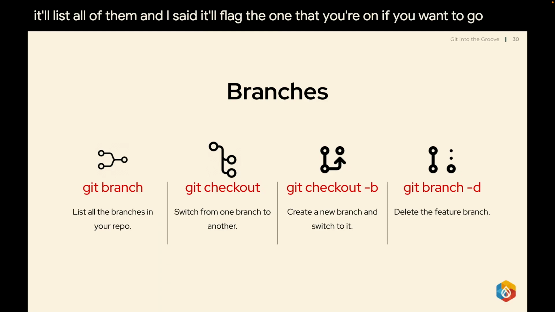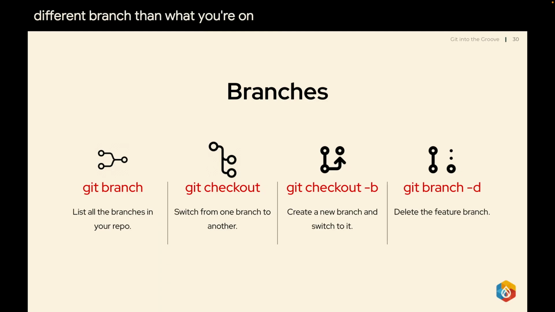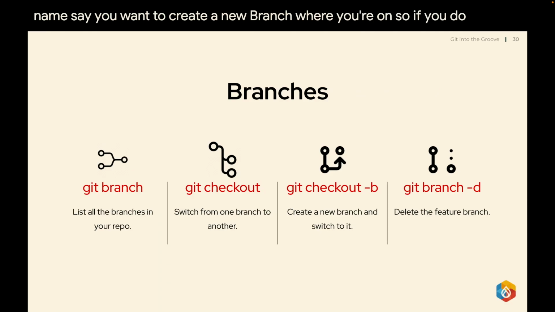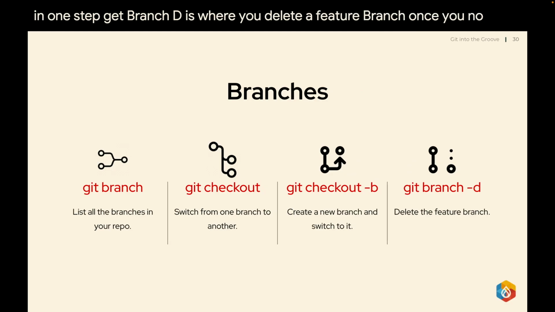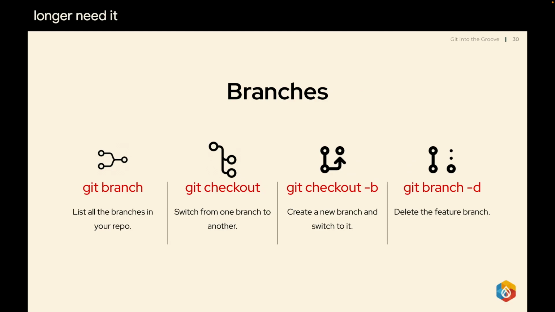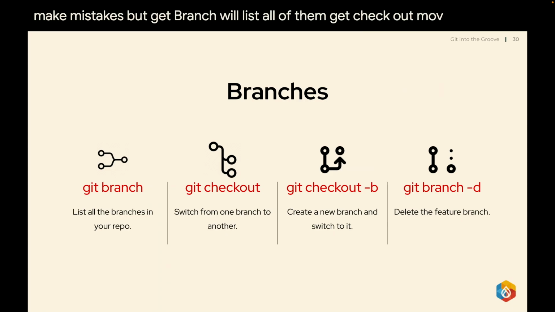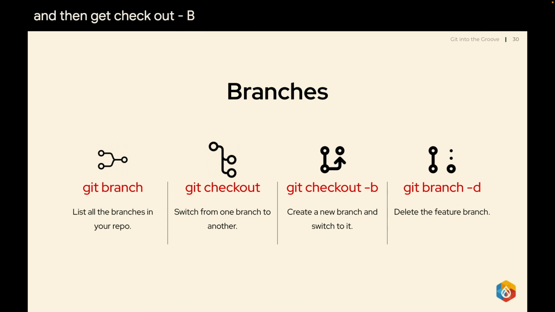If you want to go to a different branch than what you're on, you would do git checkout with the branch name. Say you want to create a new branch where you're on, so if you do git checkout -b with the name of a branch, you create a branch and you switch to it in one step. Git branch -d is where you delete a feature branch once you no longer need it. Maybe as a beginner you won't do that so often because you can make mistakes, but git branch will list all of them. Git checkout moves you over, and then git checkout -b creates a new branch.